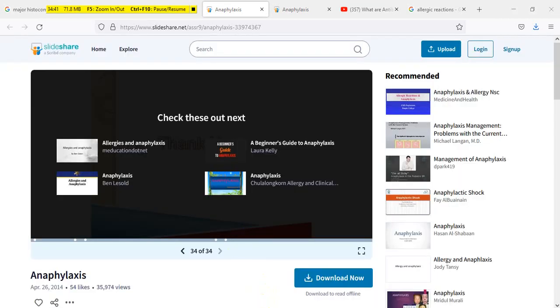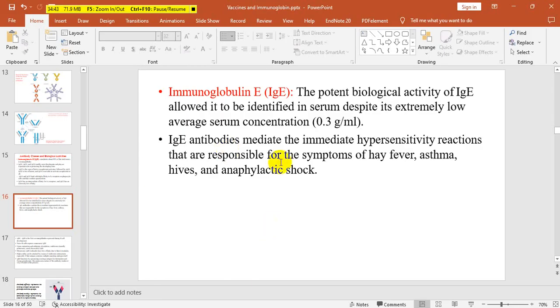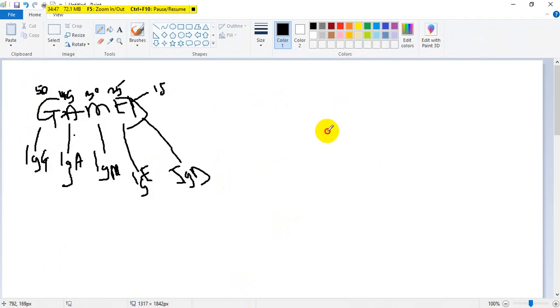Okay, so let's continue to our lecture. So immunoglobulin E, what it does is that it binds onto what? This is a mast cell. The mast cell is one of the cells in the body, and immunoglobulin E, which is an antibody, binds onto the surface of the mast cell. It will bind onto the surface with its fragment antigen binding section.